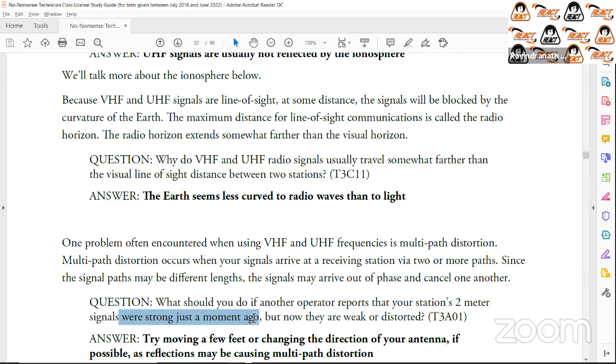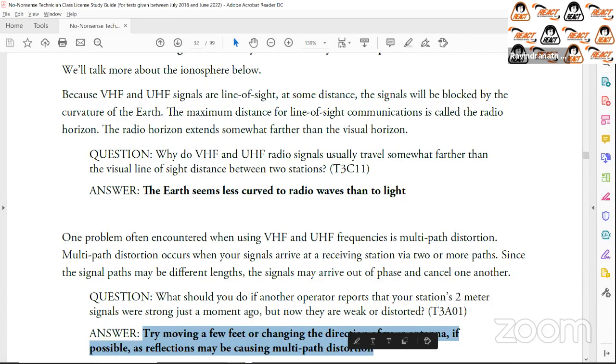When they were strong just a moment ago, but they are now weak or distorted. So once you hear distorted, you're thinking, well, you know what? That may be as a result of multipath or reflections, right? The signal may have arrived at the receiver in multiple paths, right? So let's see what the correct answer is. To solve that problem, try moving a few feet or changing the direction of your antenna, if possible, as reflections may be causing multipath distortion.